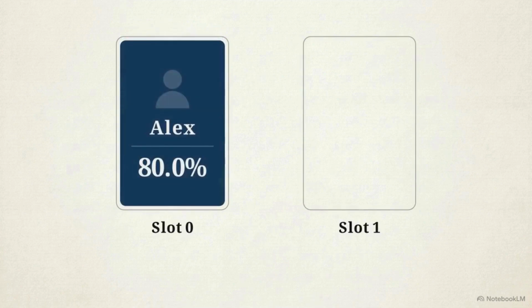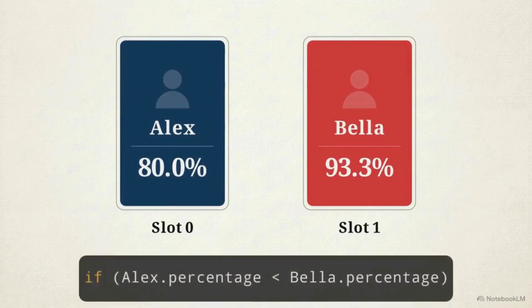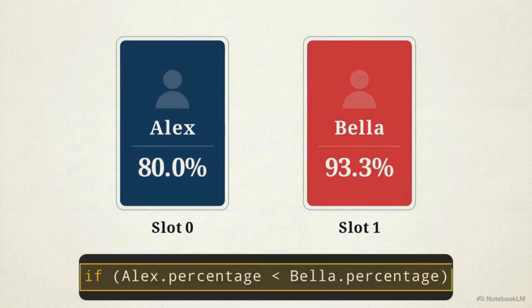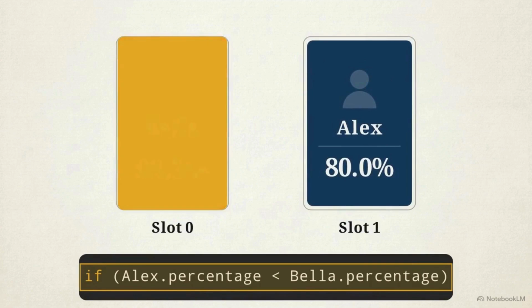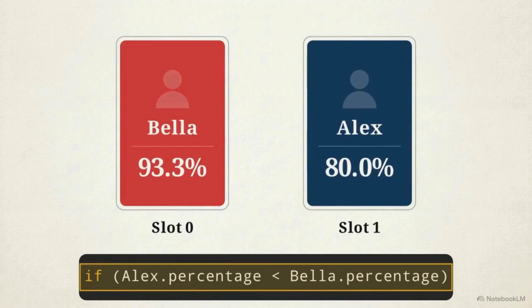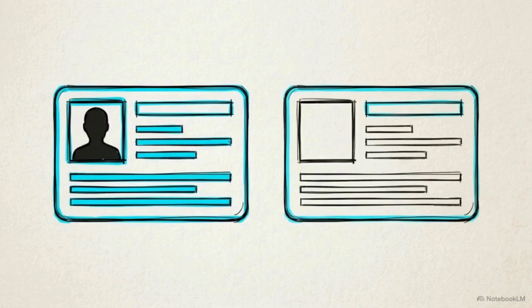Slot 0 holds Alex at 80%, and slot 1 holds Bella at 93.3%. The logic checks if Alex's percentage is lower. Since it is, the code triggers a swap, physically trading the entire student data blocks. Isolating one attribute for evaluation while moving the whole object in memory is the mechanic that prevents mismatched names and grades. We can prove this universality by applying the exact same algorithm to a completely different scenario.